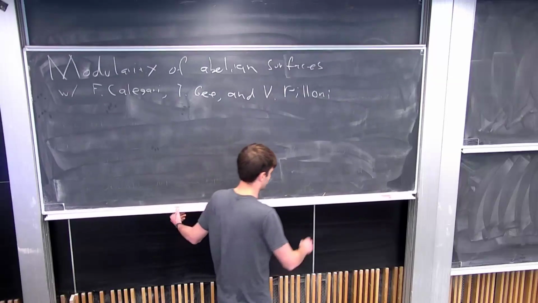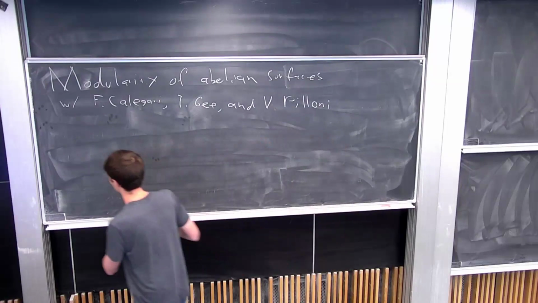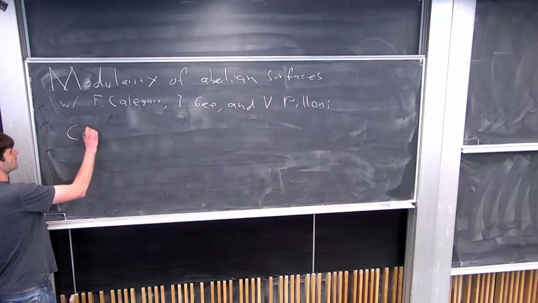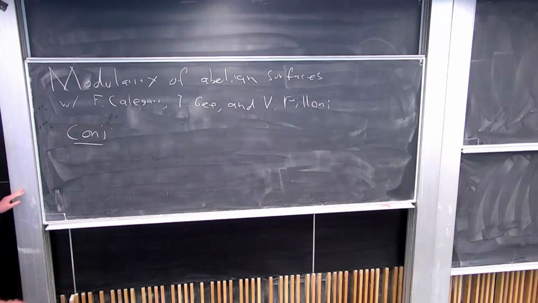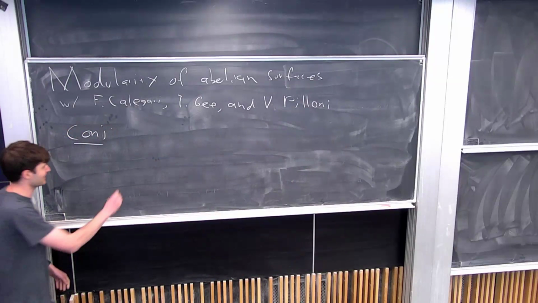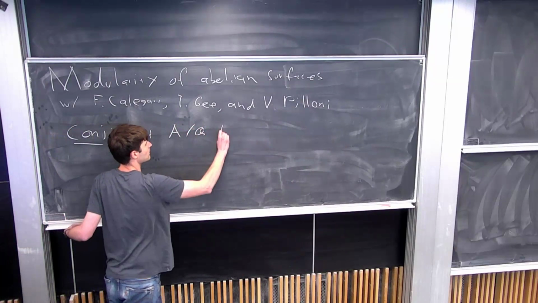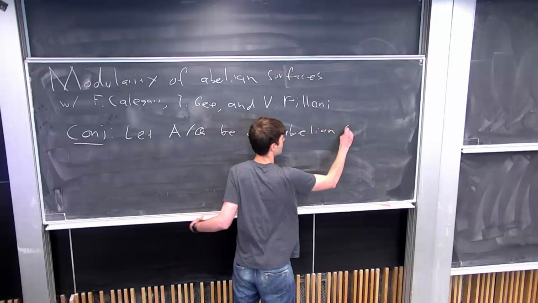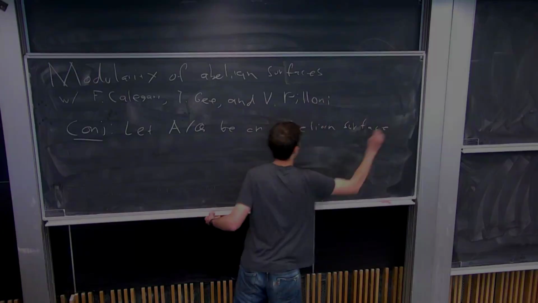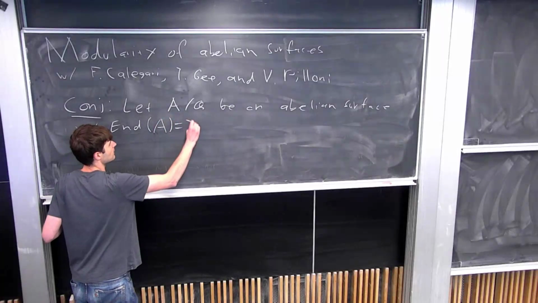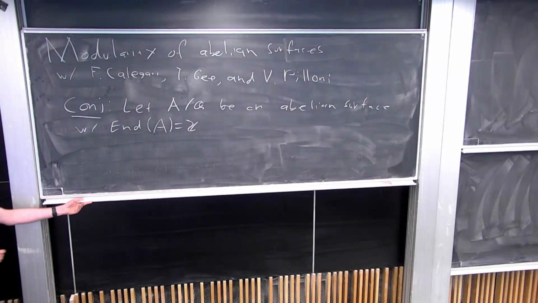So, I'll just get right into it since I don't have too much time. The conjecture that we're interested in, and unfortunately we're not going to prove yet, is: let A over Q be an abelian surface, and just for safety's sake, let's assume that it has no non-trivial endomorphisms.